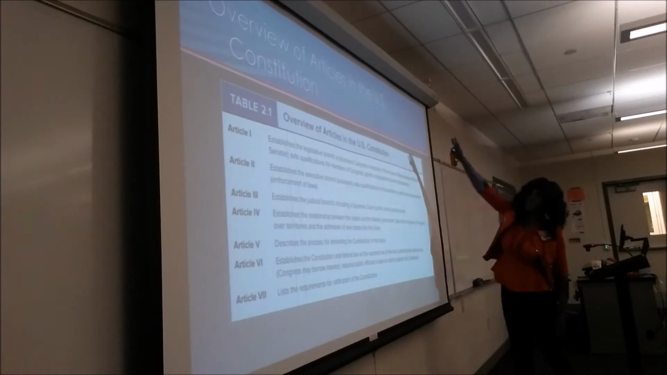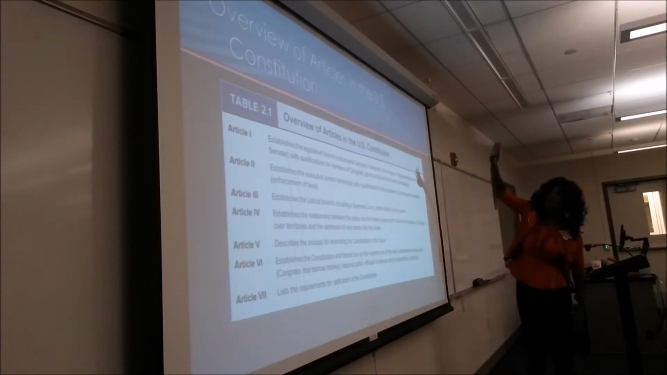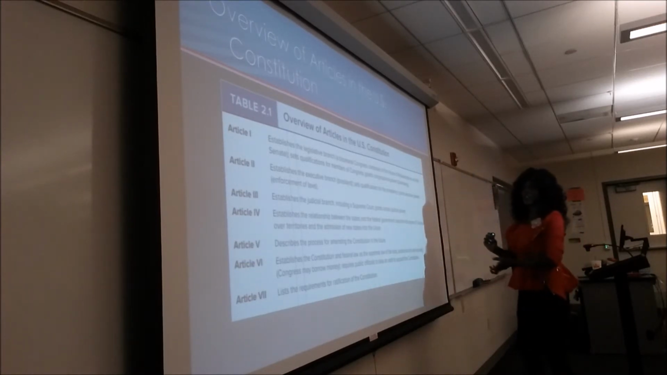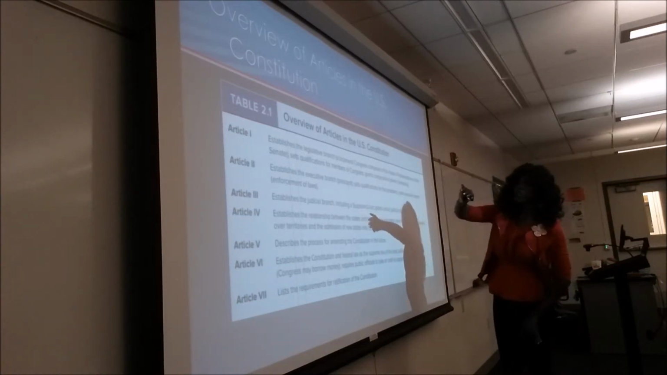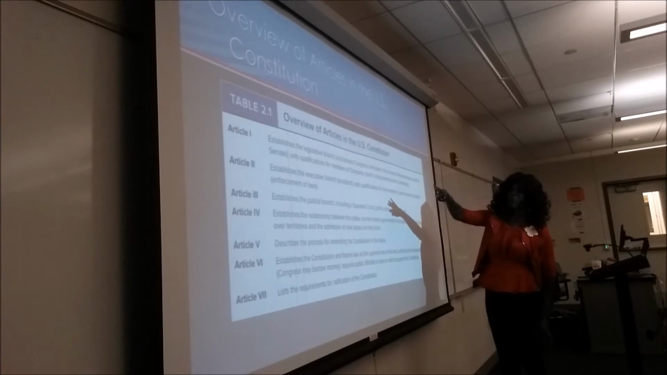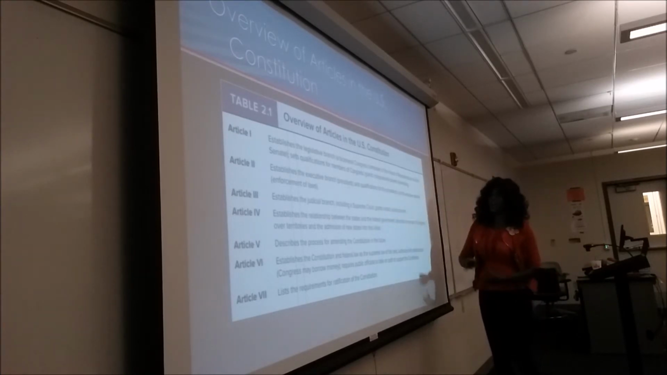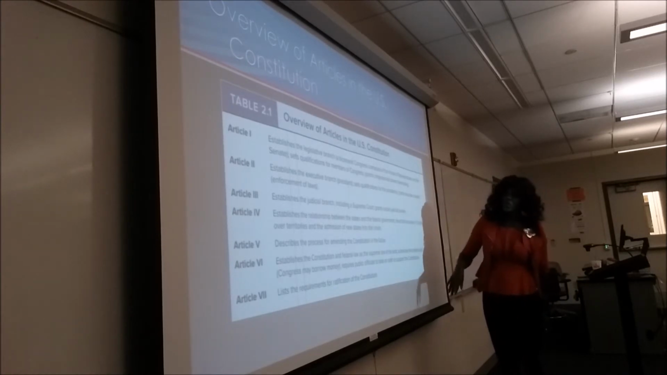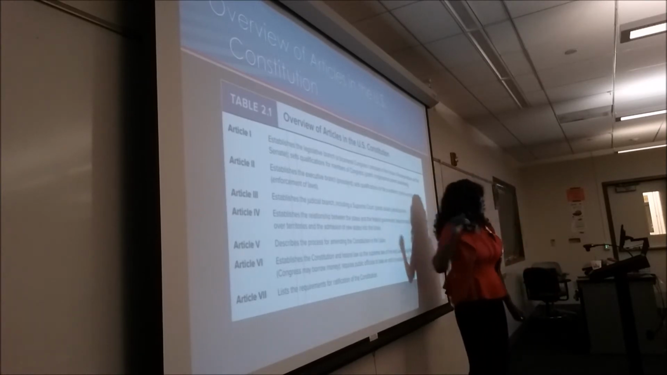And so here's this handy-dandy little chart right here in your book. It gives you an overview of the articles, as we're going to talk about the articles in the United States Constitution first. And your book tells you about Article 1, how it establishes the legislative branch, a bicameral Congress composed of the House of Representatives and the Senate. And how Article 2 establishes the executive branch, the President of the United States.